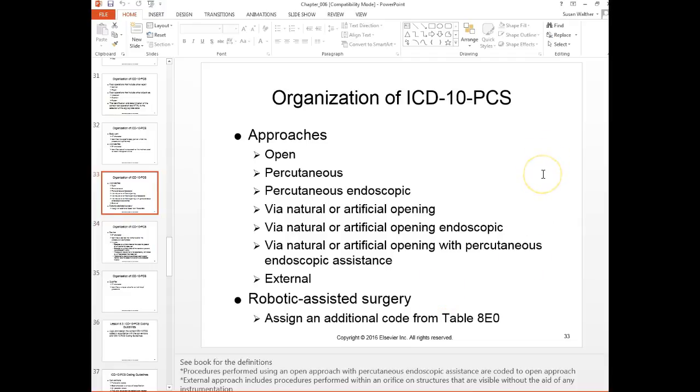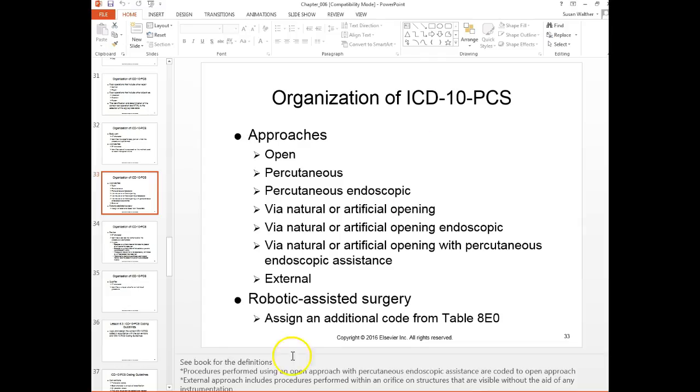Robotic assisted surgery. Now, we've had huge advancements in computer technology, and they now have computer assisted surgery. I'm familiar with, I've heard the ads that Spartanburg Regional has made about their robotic assisted surgery.